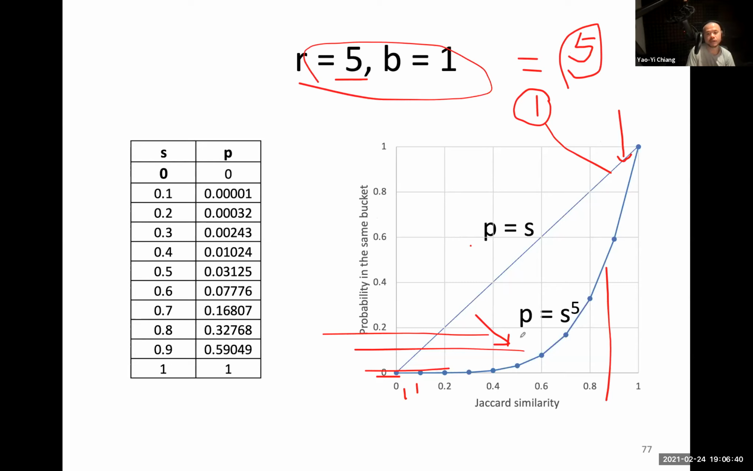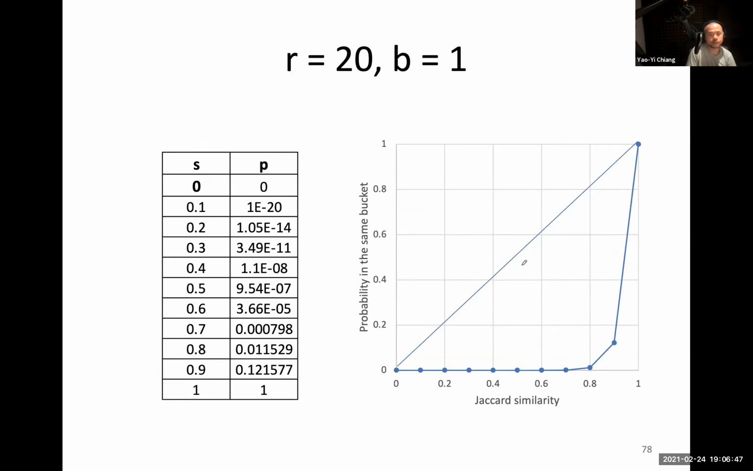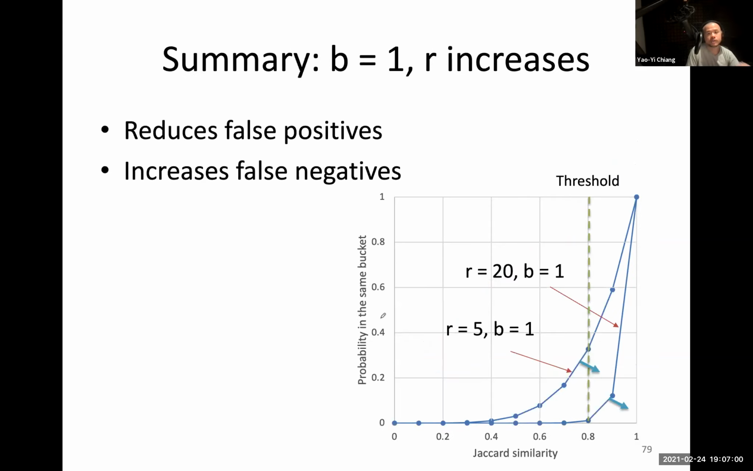However, you can see that if you have larger R, you can push the curve to the right. If you keep increasing the R, you push it even more to the right. That means the probability of becoming candidate is always very, very small until here, right? So summary, if you fix your B and you increase your R, you can reduce false positives, increase false negatives, okay? Because it's really difficult to become a candidate.